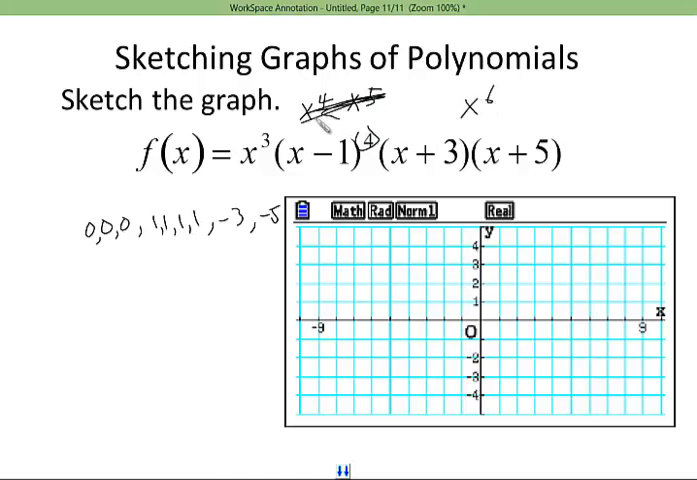So my left and right hand behavior is going to look even, so they're both going to go up. So it's going to go up and up on both ends. You see how I got that? There's 3 x's here times another x, times another x, times another x. Okay, if you FOILed all this stuff out.